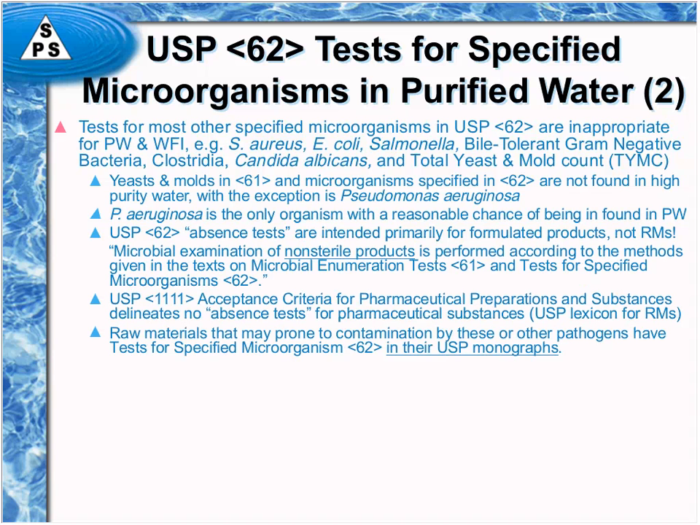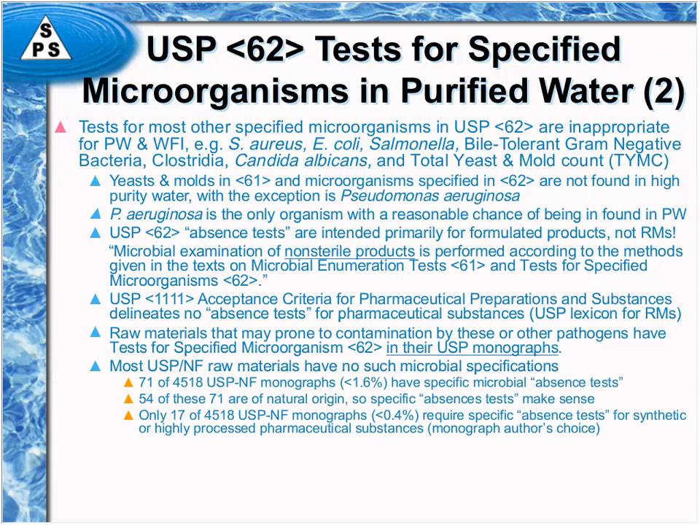In Chapter 1111, it continues to say the same things, and if you look at the drug substance or excipient expectations, there's no absence test at all. It's only a total count that's specified in Chapter 1111. Now, raw materials that are prone to contamination can actually have tests referring to Chapter 62 for specified organisms in their monographs. And it actually does occur in a few situations. But most of the USP/NF raw materials have no microbial specification at all.